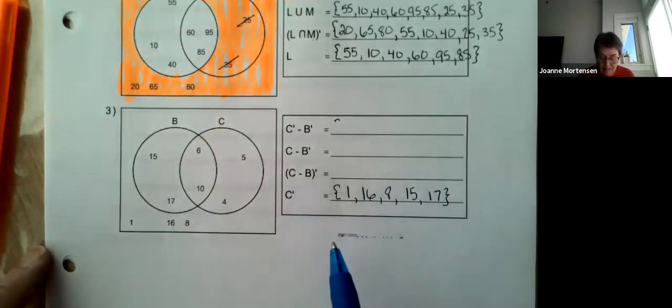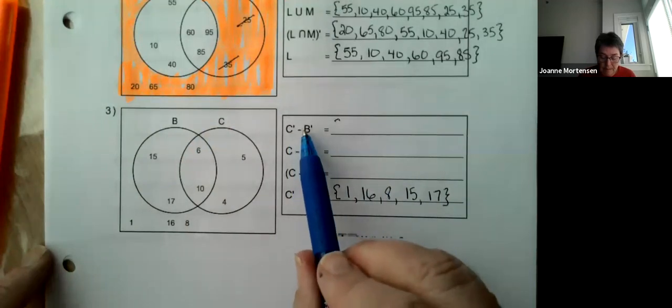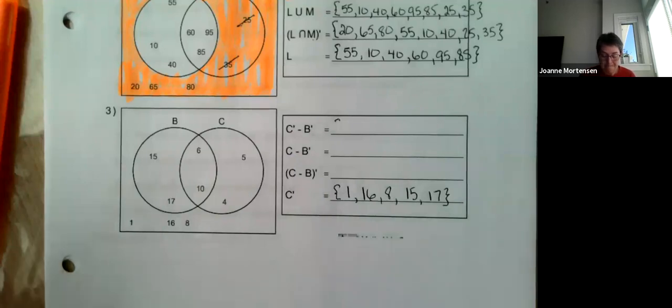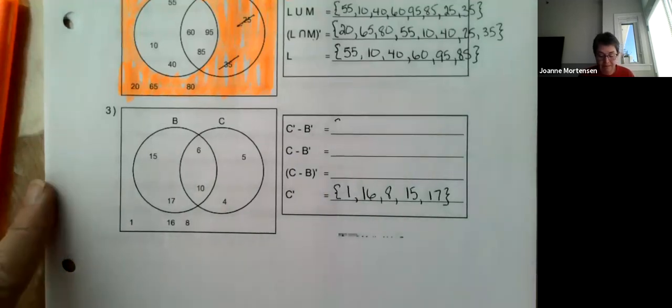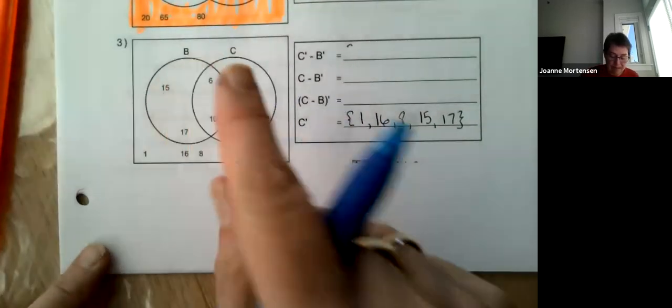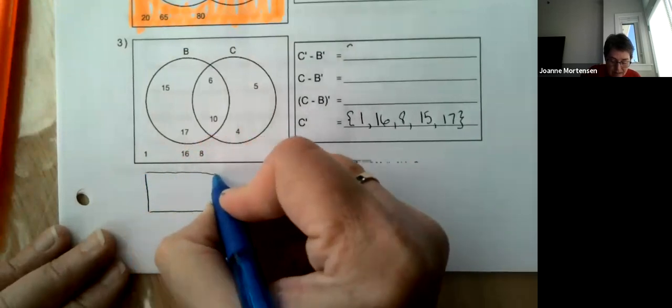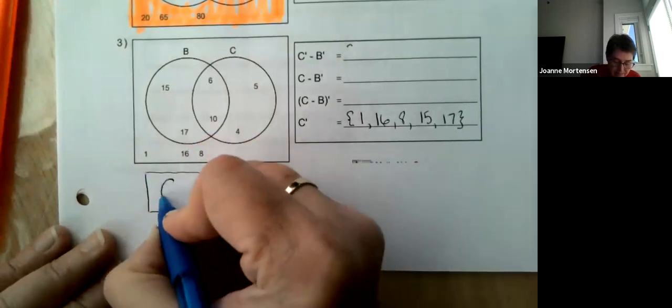All right. Oh my. C prime minus B prime. I think I'm going to do some diagrams down here. I don't want to mess this one up. We'll figure out what it looks like, and then we can just figure out the parts in the diagram.